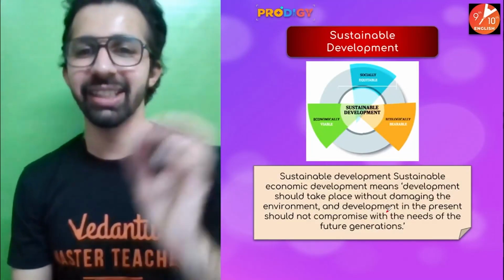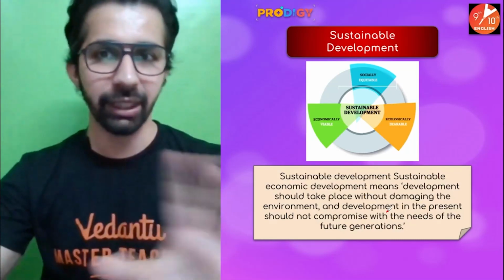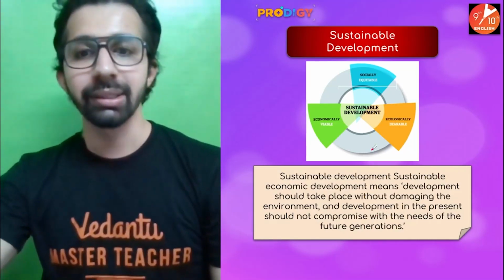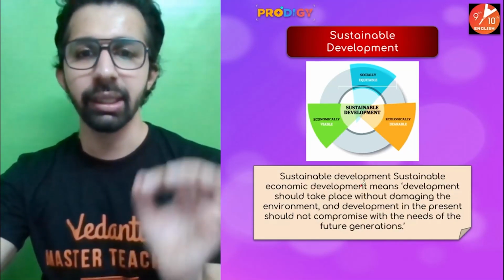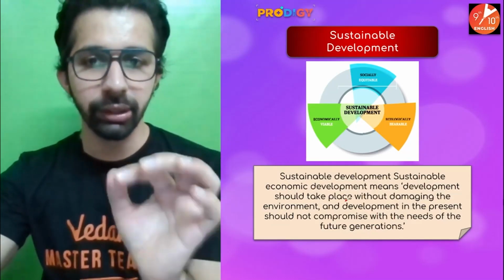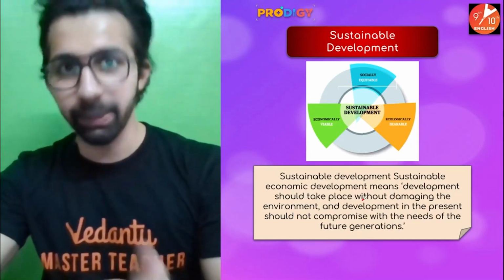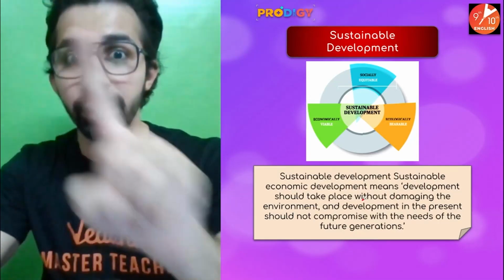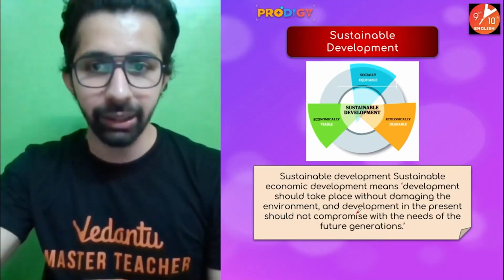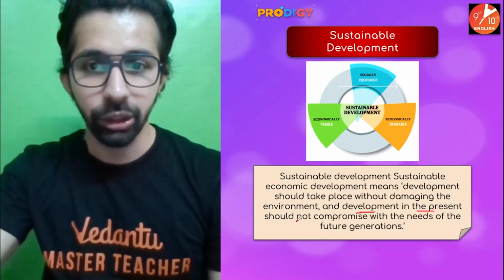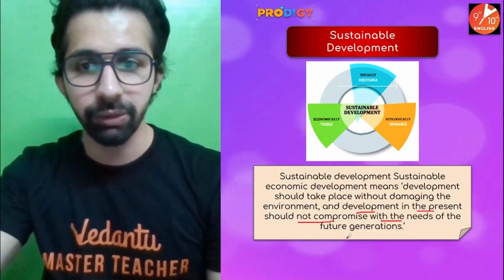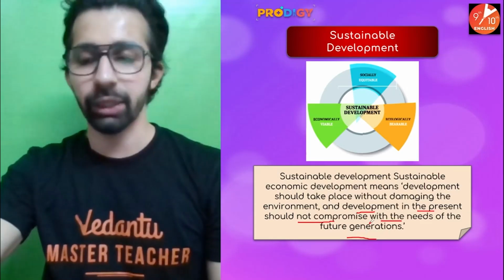Now, what is sustainable development? I'll read this definition, which is very, very important. Sustainable development means development should take place without damaging the environment. Development should take place, but without damaging the environment, and development in the present should not compromise the needs of the future generation. Are you understanding?